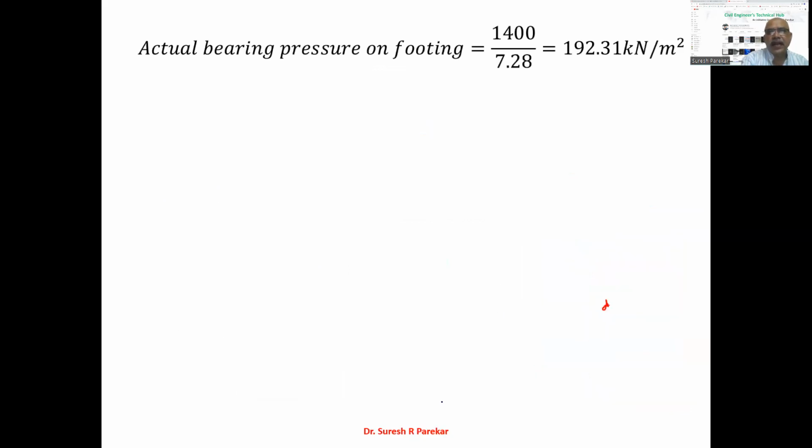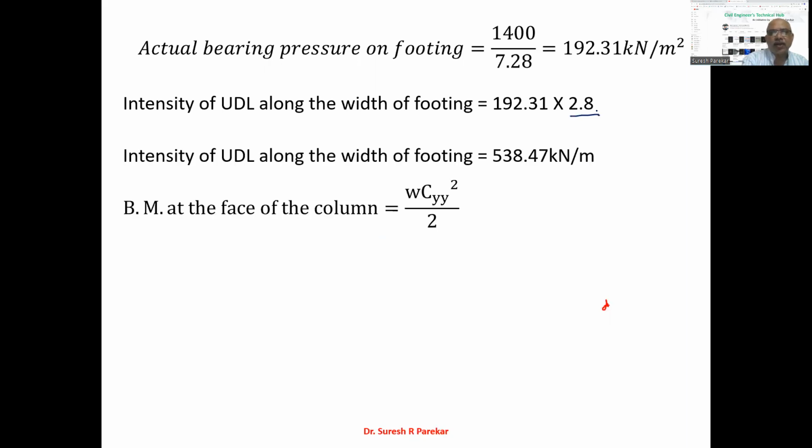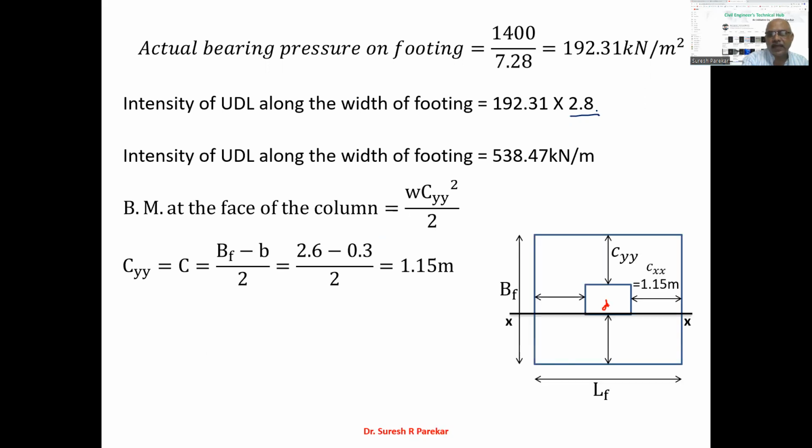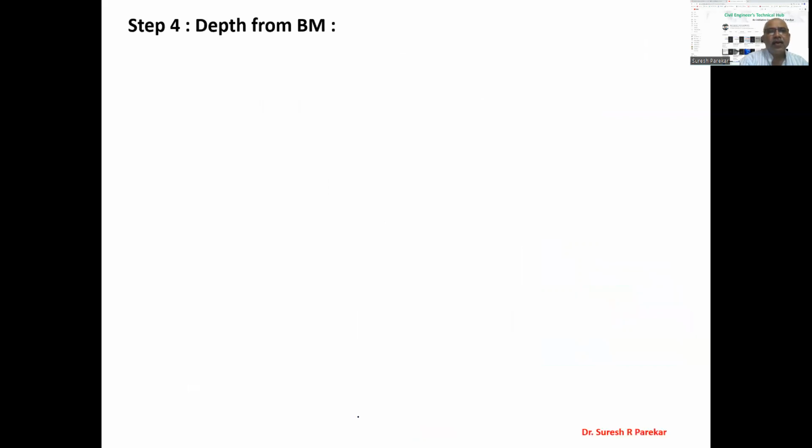And now we have to multiply intensity along width, I have mentioned. So we have to multiply it by 2.8, which gives us value along the width of the footing. Now I will not go in detail again. As UDL, we have along this, and therefore we will get bending moment along XX. And then we have bending moment along XX, 356.06 kilonewton meter. And from YY and XX, we have M max, and that becomes 356.06 kilonewton meter.